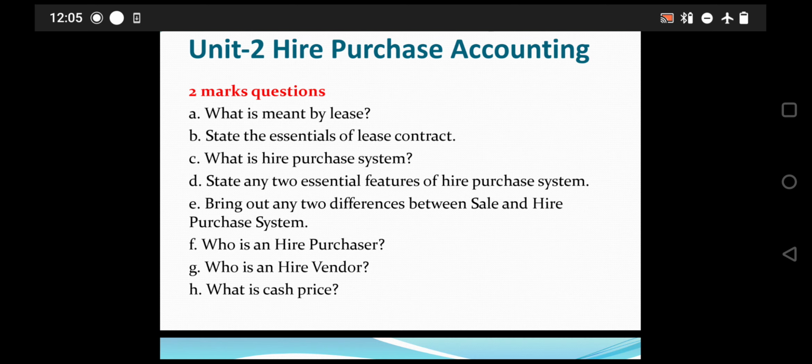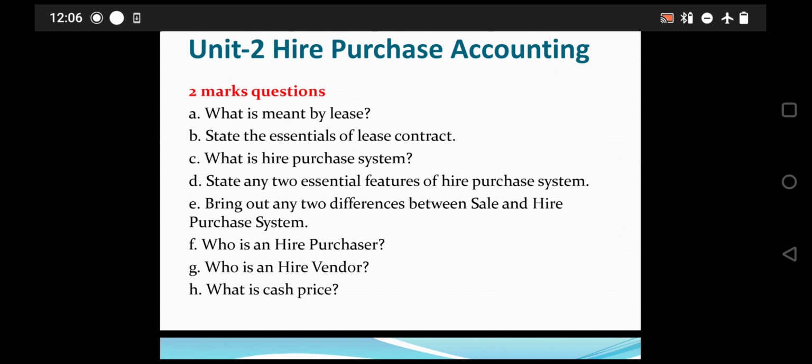The next one is, who is a hire purchaser? I already told you, hire purchaser is a person who purchases the goods on installments. Then who is a hire vendor? Again, hire vendor is a person who sells the product.